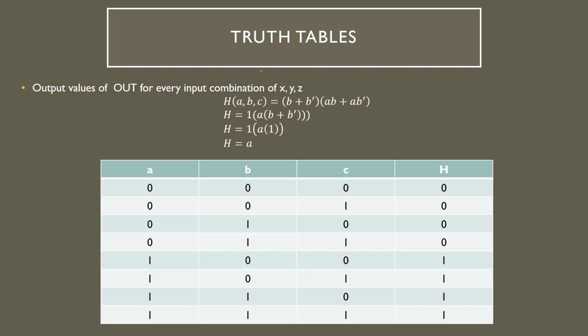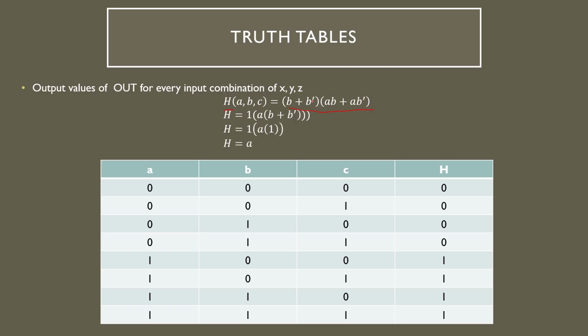So let's also talk about truth tables. But before we do that, let's look at this particular Boolean expression. This is a function given to us, h as the output, a, b, c as the inputs. You'll notice there is no c here. It's supposed to be there, but it's not dependent on c. So let's try and simplify this.